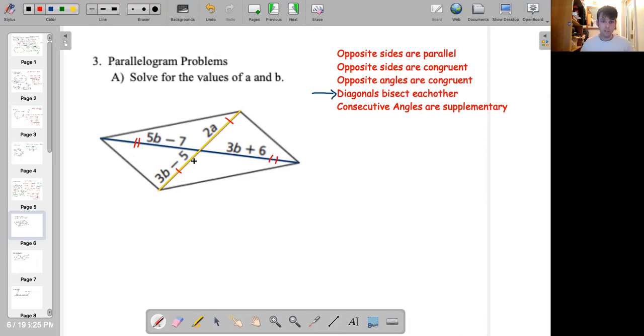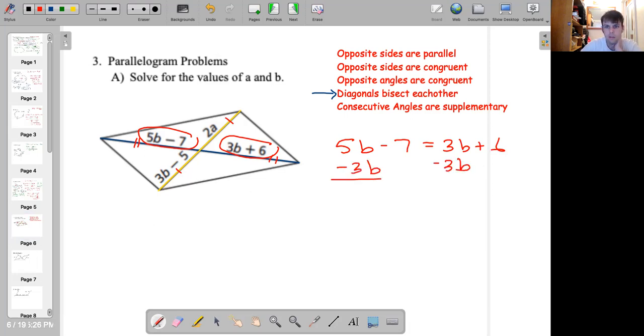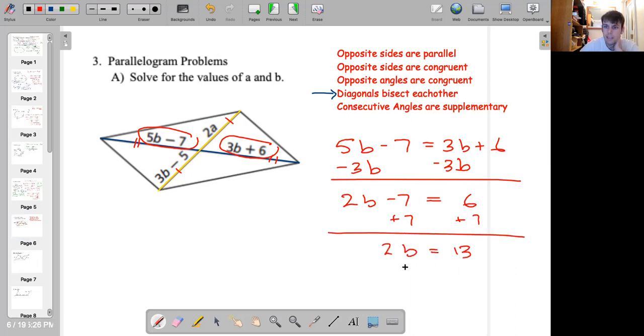Well, we're looking for the values of a and b. We want to see what we can solve. I'm looking at this one because these expressions both have b in it. When I look at the other one, even though they are equal, I would have b and a in my equation. I'd have two variables, so I'm going to have to use these two. So 5b minus 7 equals 3b plus 6. I'm going to be subtracting 3b from both sides, getting 2b minus 7 equals 6. Add 7 here. I get 2b equals 13. Divide by 2, and that is 6.5. So that's the value of b.